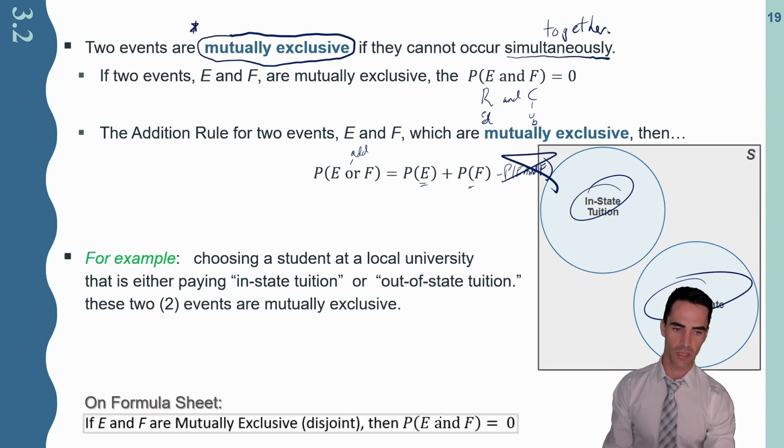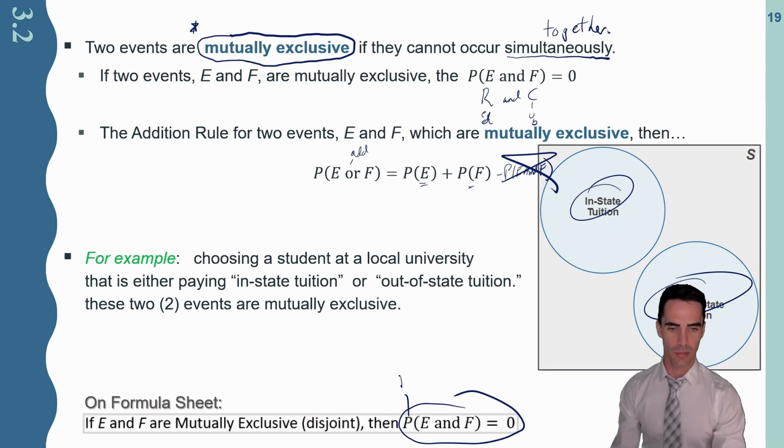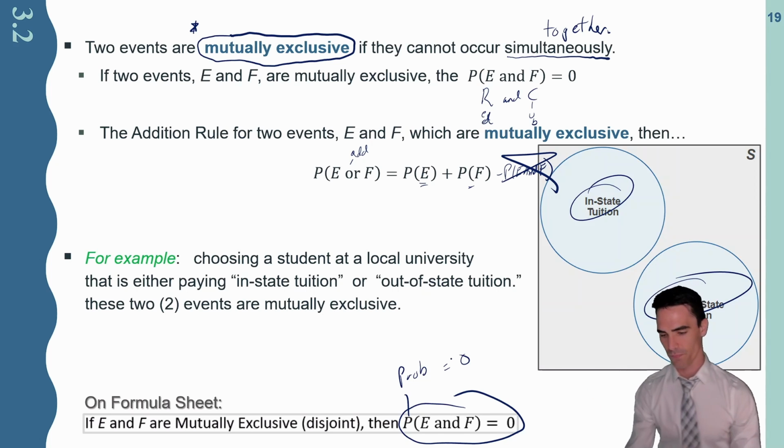Here's the little formula that you get from that. Again, mutually exclusive means there's no overlap. The probability is equal to 0. It's impossible.